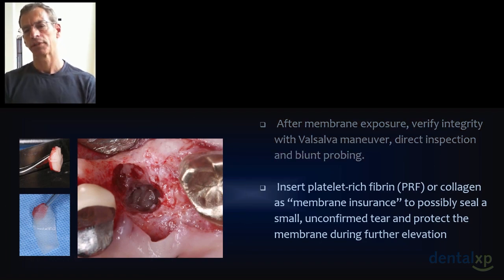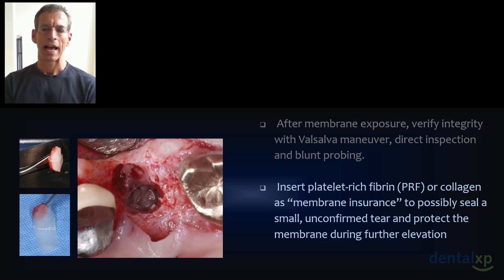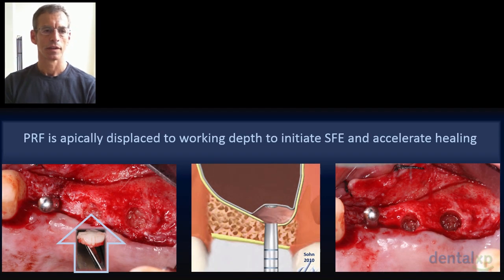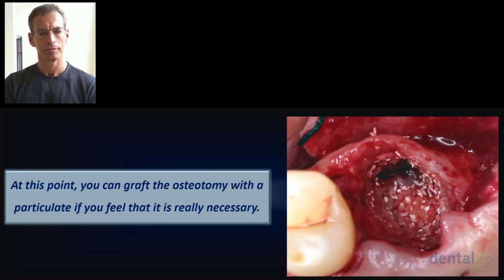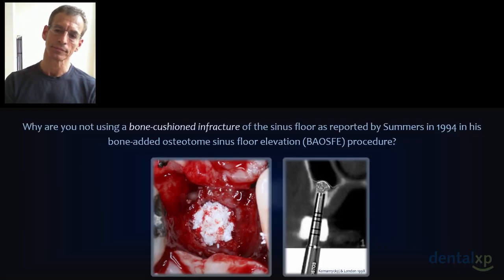I then insert platelet-rich fibrin, or alternatively, you could insert a collagen membrane as membrane insurance to possibly seal a small, unconfirmed tear and protect the membrane during further elevation. Platelet-rich fibrin is apically displaced to working depth, and this initiates my sinus floor elevation and will accelerate the healing. At this point, you can graft the osteotomy with a particulate if you feel that it is truly necessary.